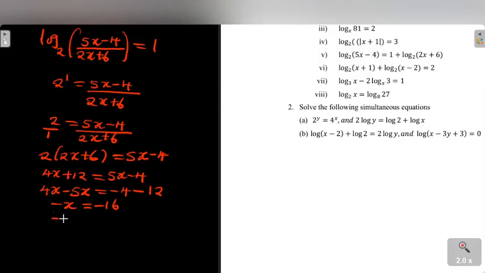Then here we have negative x, which is equal to negative 16. So we're going to divide by negative 1 on both sides. Then we have the value of x, which is positive 16. So that one becomes the value of x for that question.